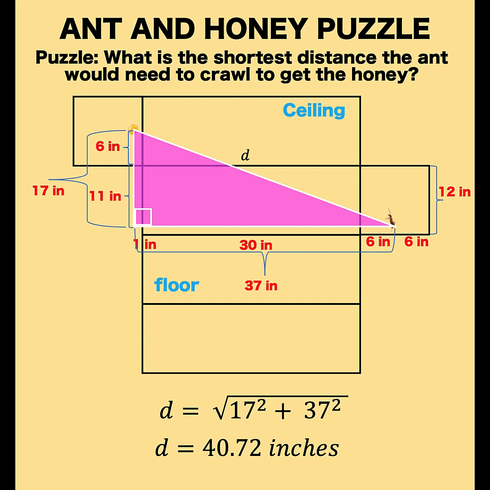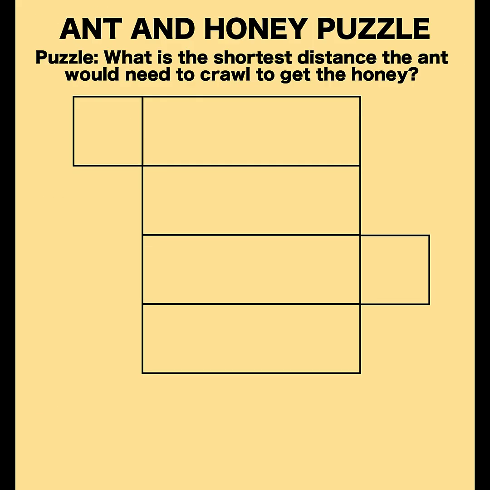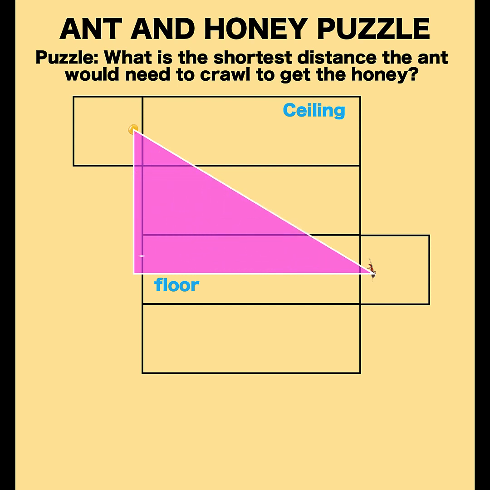So let's have another scenario. Let's say we open the box this way instead. Let's position the ant and the honey with respect to the ceiling and the floor of the box. And let's put now the dimension. So here, the ant is located 1 inch from this corner. And again, this is 30 inches. This again 1 inch. And the base now is 1 plus 30 plus 1, which is 32 inches.